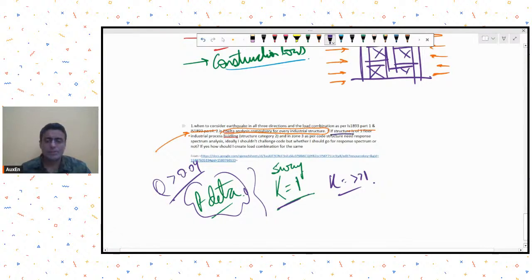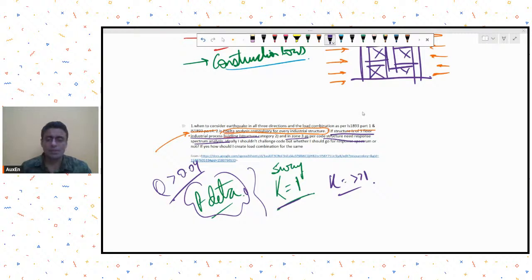Mr. Shubham is saying, if the structure is of 3 floors, an industrial process building, zone 3, do we need response spectrum analysis? Ideally, I shouldn't challenge the code. No, you can take a call yourself. Although the code says, I don't know what the code says for industrial structure. Is it compulsory? I'm not sure. But you can take a call if your stiffness and mass are uniformly distributed along the height.